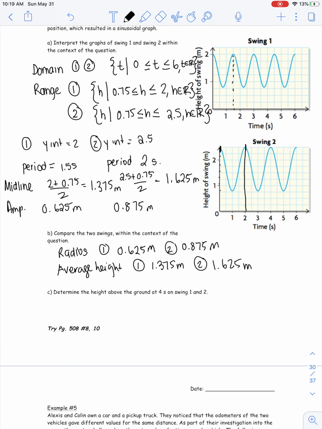And then we can compare the periods. We can say that it took 1.5 seconds for it to return back to its starting position for swing 1, and then swing 2, it took 2 seconds to return. So those are all the things that we can mention for this question.